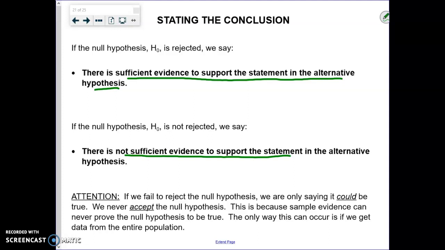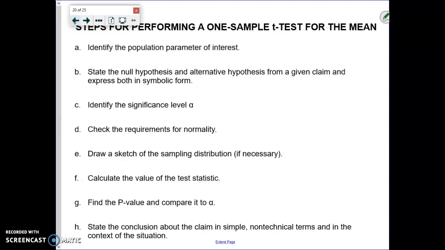The only way we can do that is if we got data from the entire population. Then we could say the null hypothesis is true. But since we're only using sample data, we can just say our data wasn't strong enough to disprove the null hypothesis or say that the alternative is true. So you've got to be real careful of that. Never say support the null hypothesis. And now that is all the steps, ladies and gentlemen, for performing a t-test for a population mean.